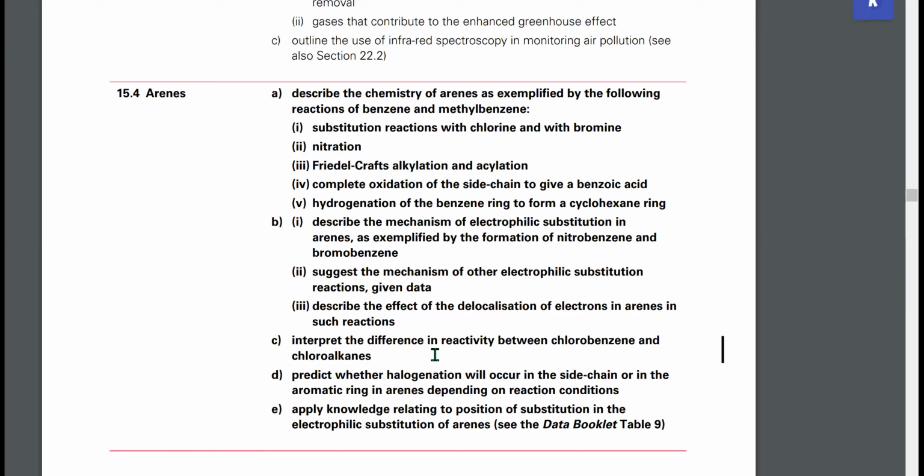Interpret the difference in reactivity between chlorobenzene and. We're not going to do that at the moment. Just stick to benzene for a second.